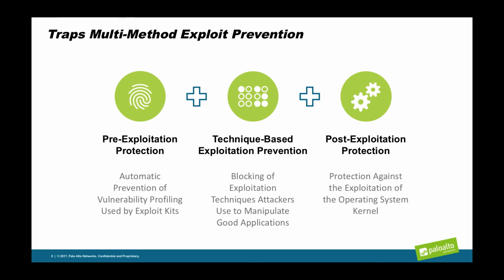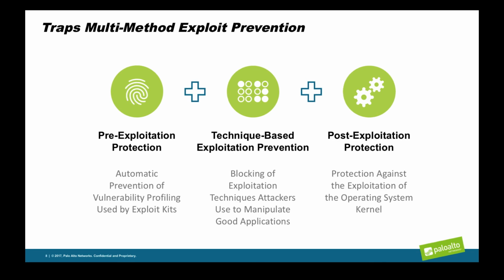Traps can also prevent the exploitation of the operating system itself. A very common kernel exploitation technique is to create a malicious process that would steal the credentials of a privileged process, allowing the malicious process to run with system permissions. Traps identifies and blocks this technique, and with it, various other kernel exploits.